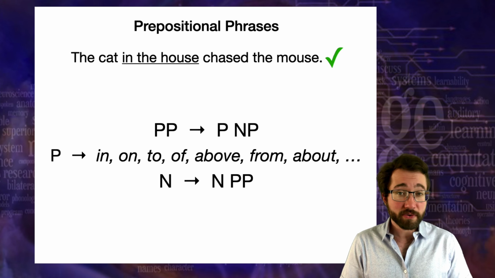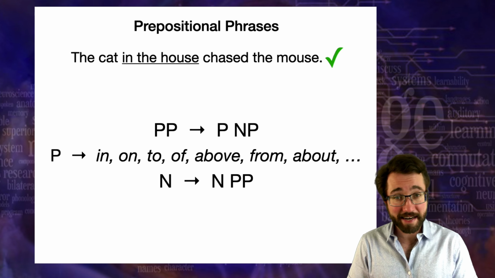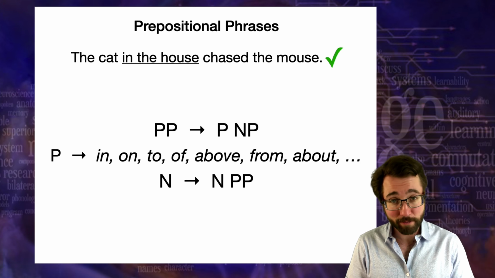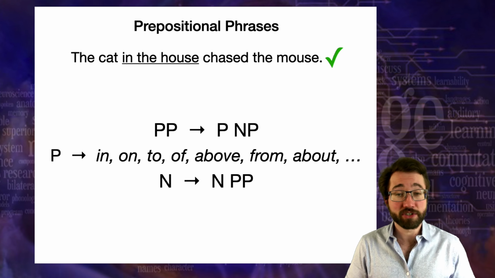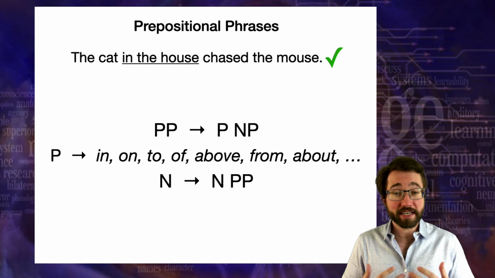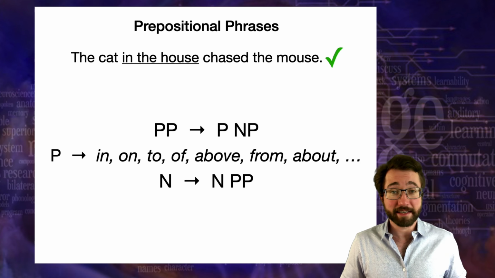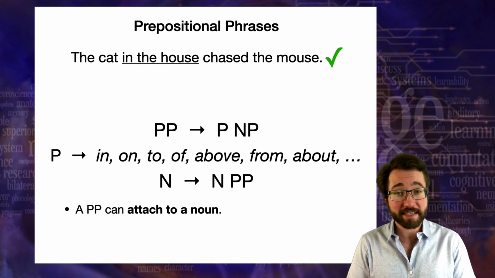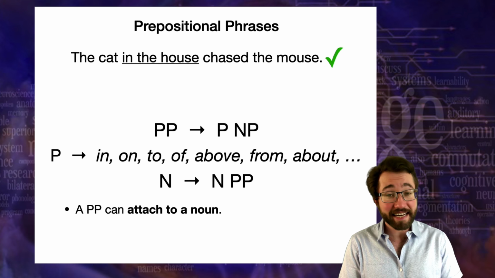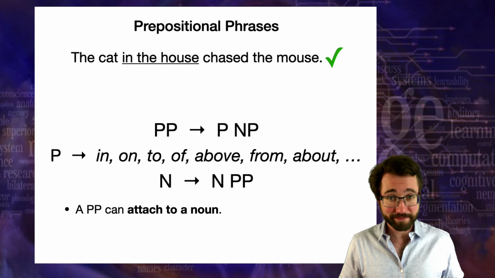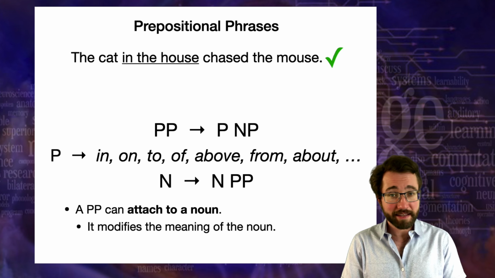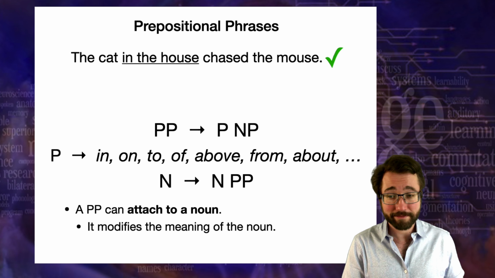And we're also going to need a rule that looks like this. It says a noun can consist of a noun followed by a PP, a recursive rule that allows us to generate a noun which has a prepositional phrase modifying it. So we say that in that case, a PP is attaching to a noun. So that's what's going on here in the cat in the house. In that case, the PP is modifying the meaning of the noun that it attaches to.